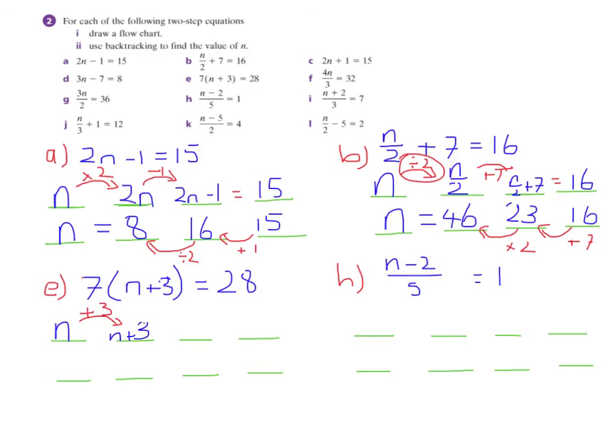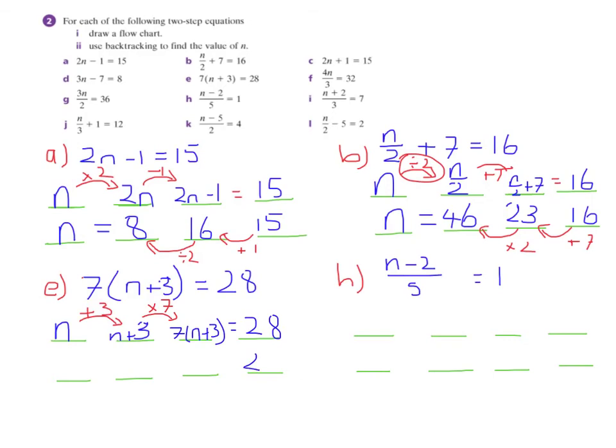Then, what did we do? Now it was times everything in the brackets by 7. So that was what that 7 outside the bracket means. 7 times all of this. So our next step was times 7. Okay, so now I get my 7 times n plus 3 in brackets. And we know that equaled 28. So now let's do my backtracking.